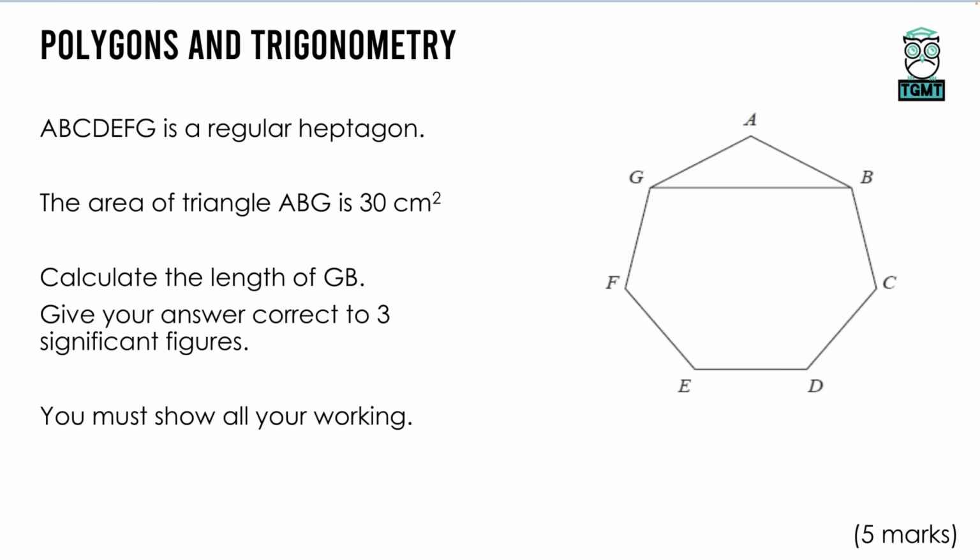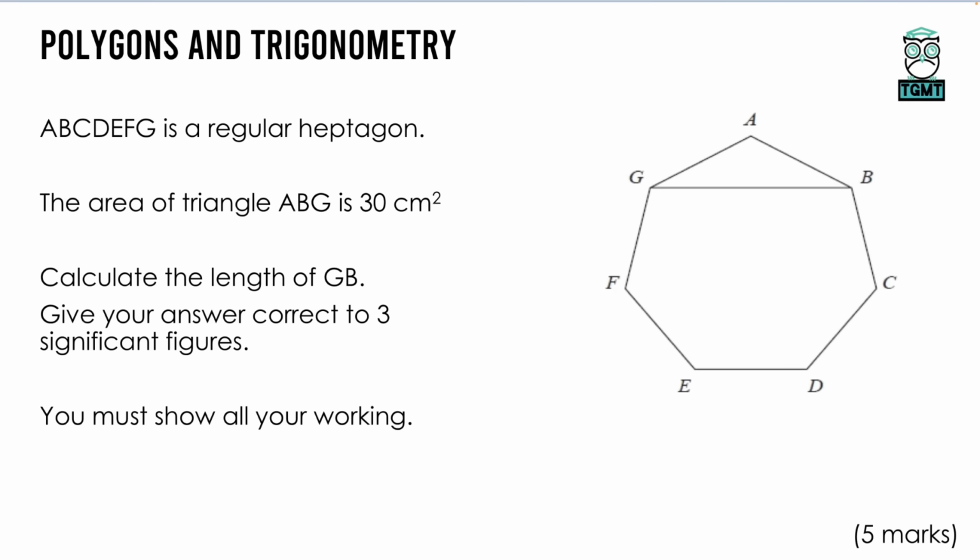Okay, so in this question we have some polygons in trigonometry. It says here ABCDEFG is a regular heptagon. The area of triangle ABG is 30 centimetres squared. We can see that little triangle on the top. Calculate the length of GB. Give your answer correct to 3 significant figures and you must show your working.